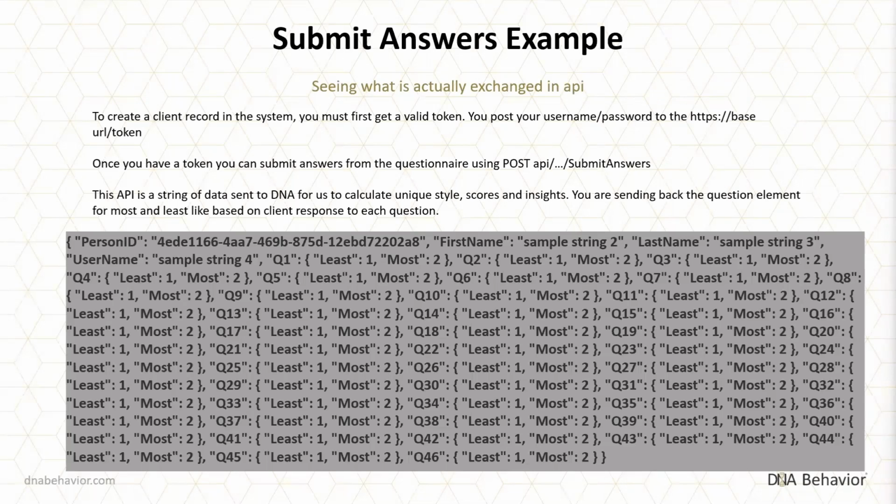But then what you're going to do is send us something that looks like this, where you're sending us an indicator of who this person is and their first name and last name and their username. And then you're sending us for question 1, what did they score least like them and what did they score most like them? For question 2, what was least and what was most? Now in this example, they always chose the first one as least like me and the second one as most like me. In your real data, you'll probably see something like least 2, most 3, least 3, most 1, least 2, most 3. So there will be a variety of combinations, but you will send us the response for 46 questions. And it will look like this.